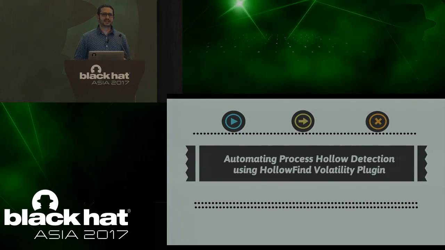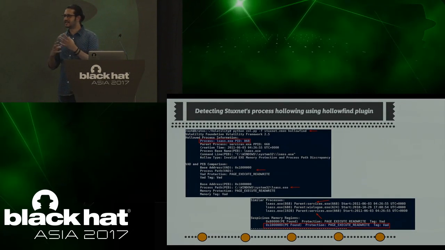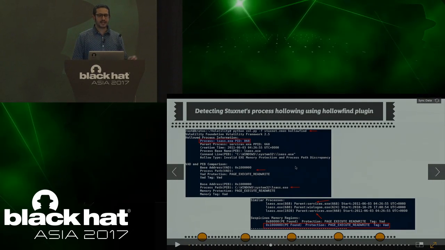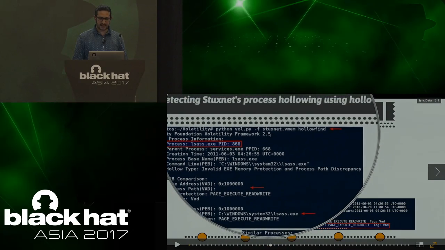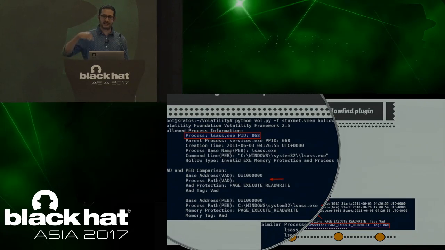So instead of running 3 different plugins like the DLL list, LDR modules, and malfind, what I did was I wrote a plugin which automates the detection of this type of hollow process injection. What it does is it compares the discrepancy between the PEB and the VAD and the things that I talked about, and then it directly identifies the process that is the victim of hollow process injection and displays it for you.